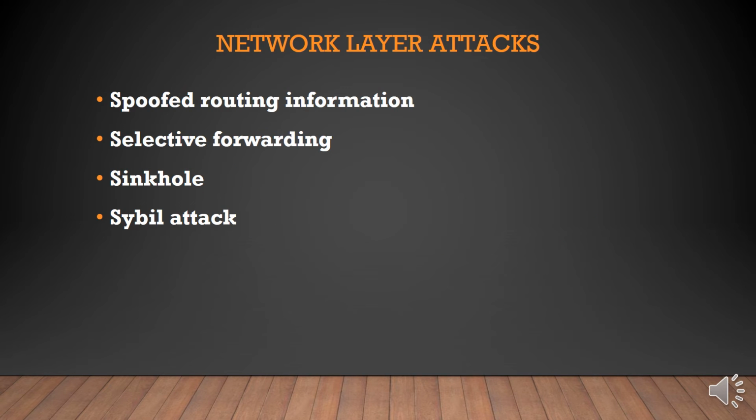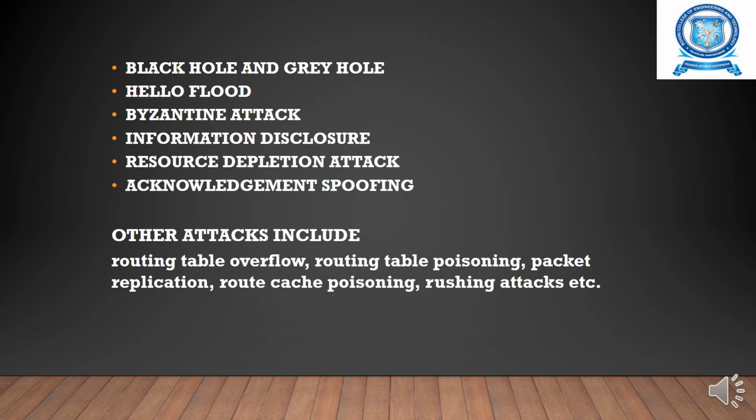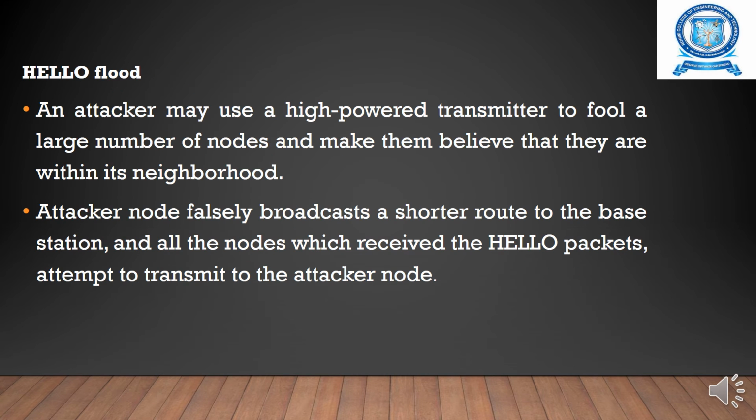So, network layer attacks are spoofed routing information, selective forwarding, sinkhole, then the Sybil attack. Then black hole and grey hole attack, hello flood, Byzantine attack, information disclosure, resource depletion attack, acknowledgement spoofing. So, other attacks include routing table overflow, routing table poisoning, packet replication, route cache poisoning, rushing, etc.